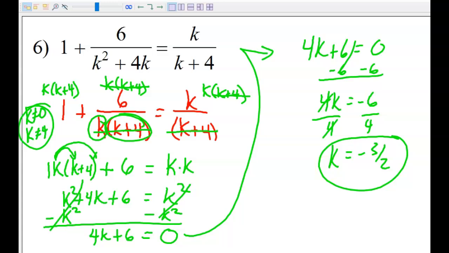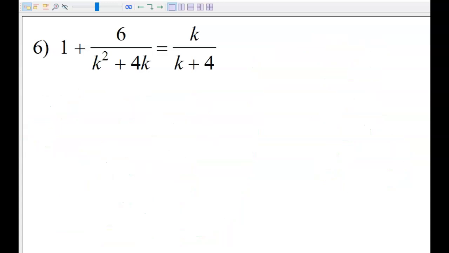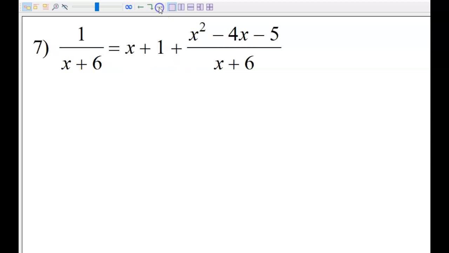And you're probably thinking, okay, this is stupid. Why do we keep checking for that? And I told you it's because very rarely does it happen, but it does happen where the answer you get is one of the things you're not allowed to have. So we always want to be checking for it.